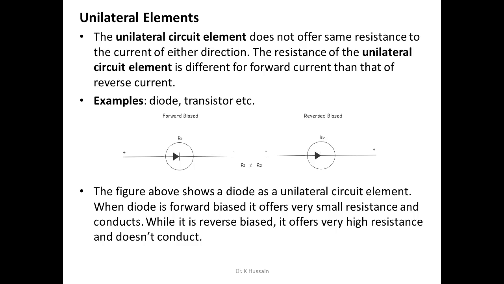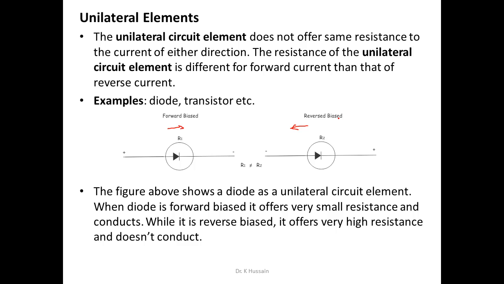In this figure you can see both are diodes. One is forward biased, in this direction, and the other is reverse biased, in the reverse direction. But both do not have the same resistance. It is R1 resistance value and this is R2 value. R1 is not equal to R2. Examples of these elements are diodes, transistors, etc.